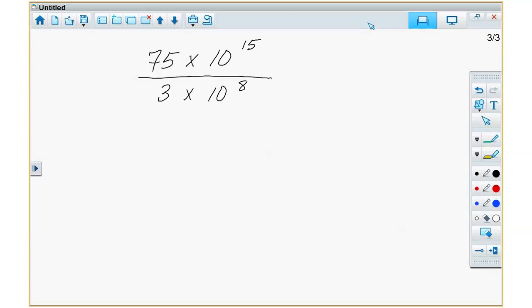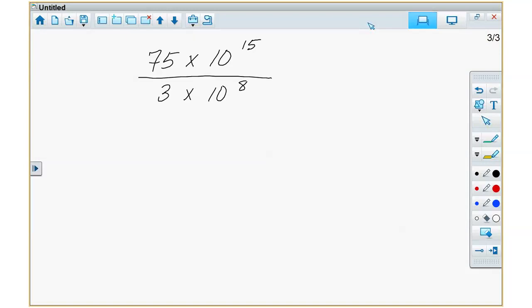All right, so we got 75 times 10 to the 15th power and 3 times 10 to the 8th power. So you're multiplying 75, I don't even know, trillion? I don't even know how many that is. Over 3 times 10 to the 8 would be like 30 million. So you're doing big numbers. But you don't have to use big numbers.